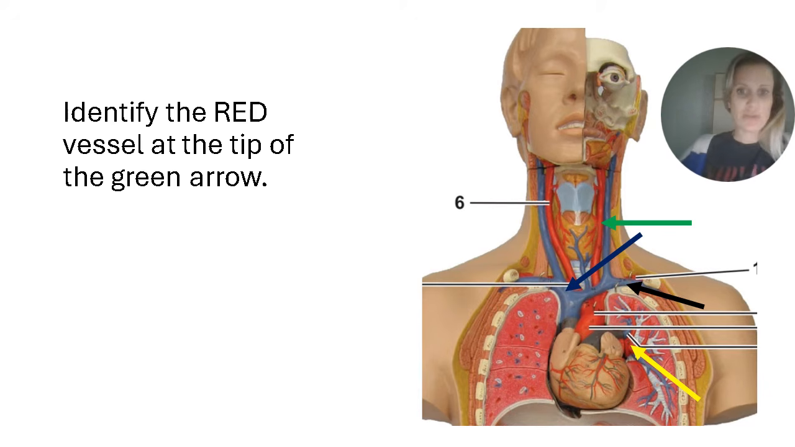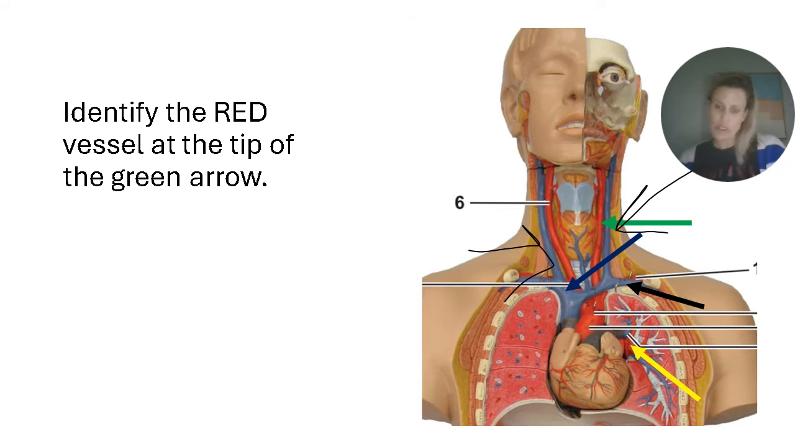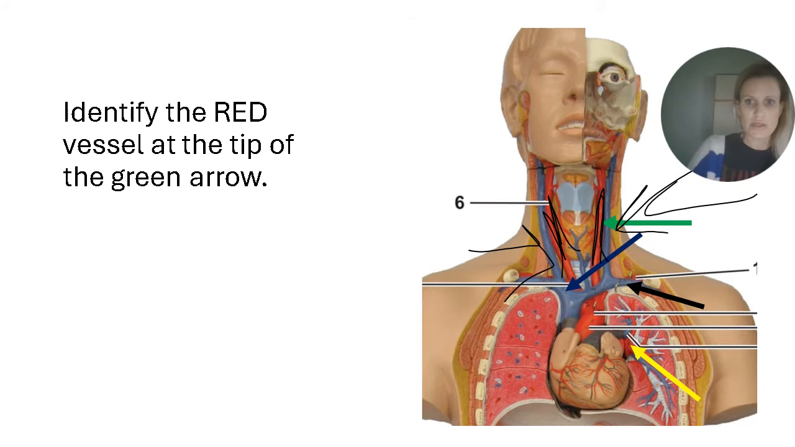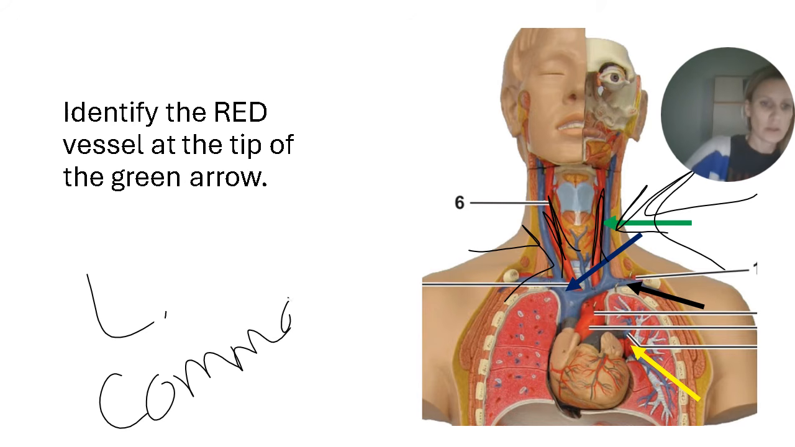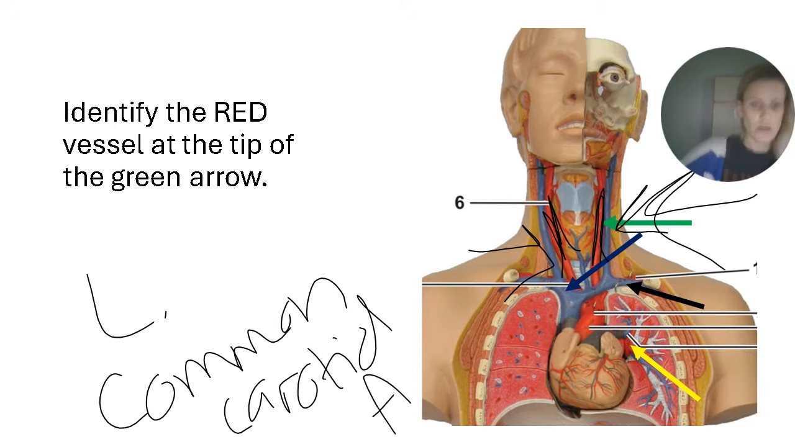The red vessel at the tip of the green arrow. So we could also identify the internal jugular veins on this model, right? These blue vessels right here, those are also the internal jugular veins. This question's asking about the red vessel that goes right next to it. And those are the common carotid arteries. So this one happens to be on the left side. So left common carotid artery.